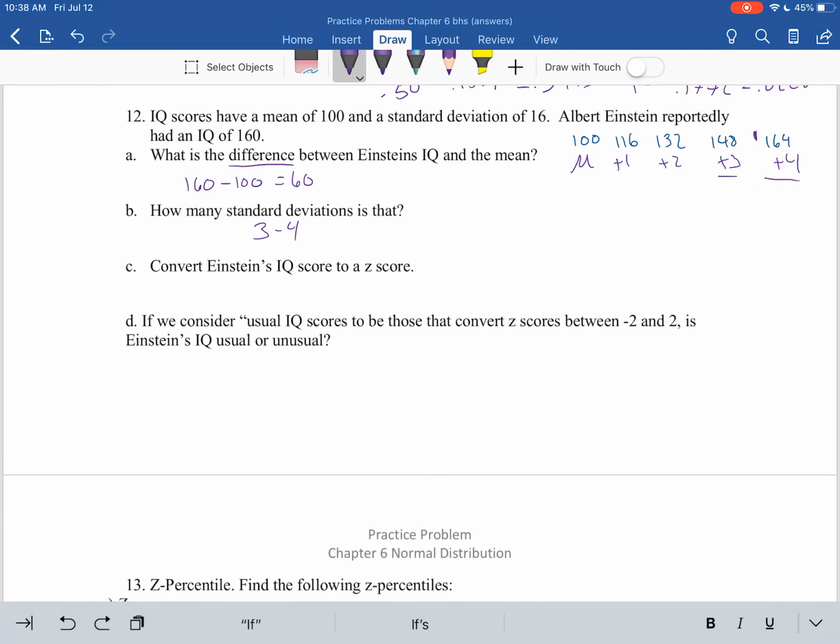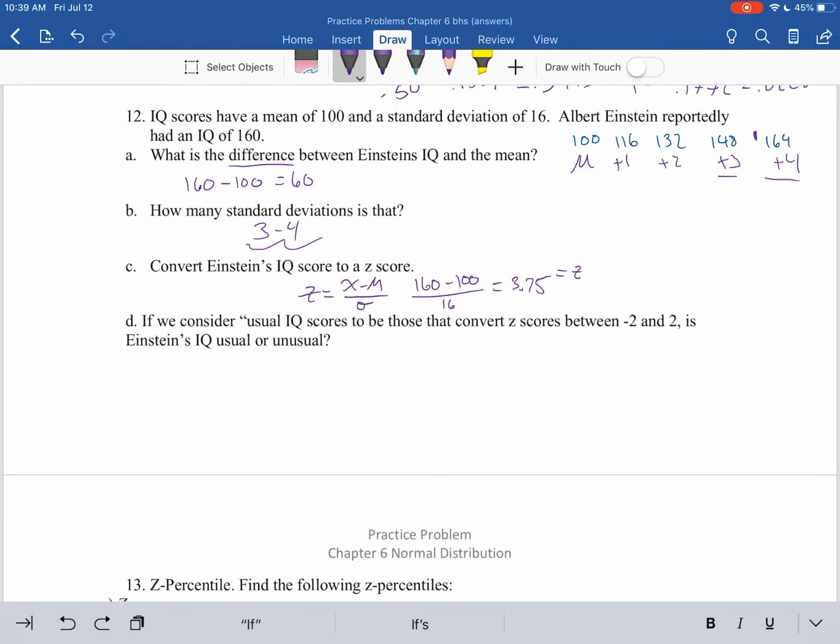However, when we convert it to a z-score, remember, a z-score is equal to x minus mu over the standard deviation. Our x being 160, our mu being 100, and our standard deviation being 16. When we do that, we get a value of 3.75. Remember, a z is a fancy way of saying how many standard deviations away from the mean it is. We knew it was between 3 and 4 standard deviations, but it didn't land on an exact value. It's 3 3/4 or 3.75 standard deviations away from the mean. So that's where his IQ score is.